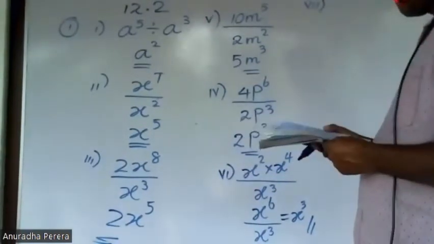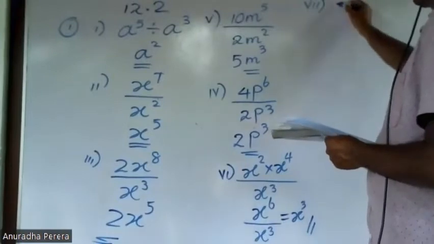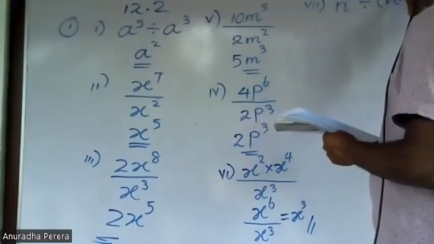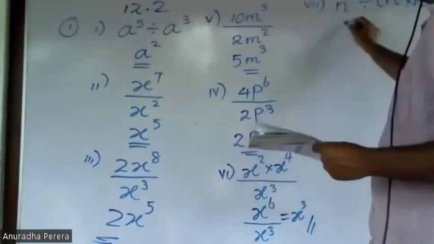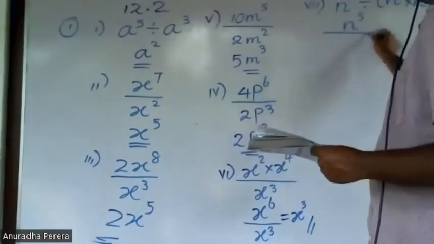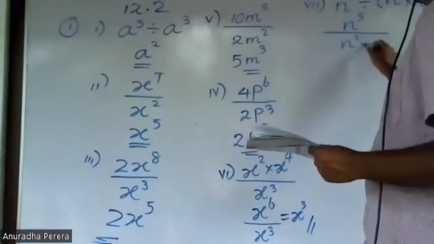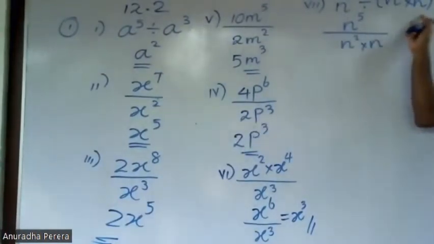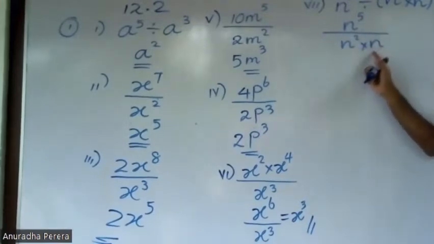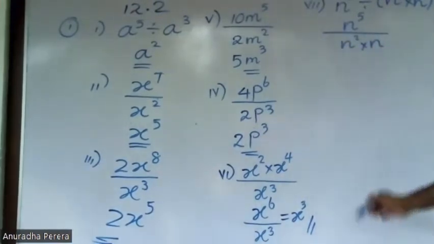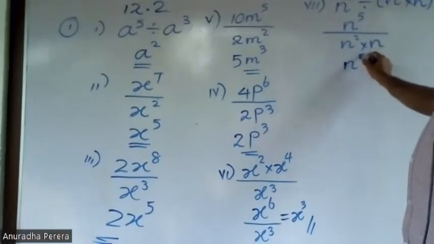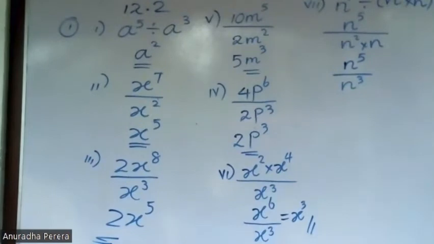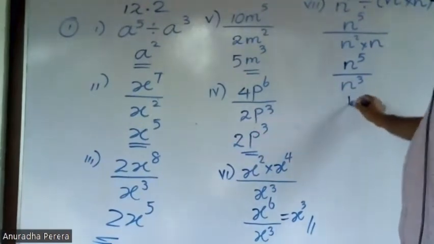7. N to the power 5 divided by the brackets, N to the power 2, N. What is the meaning of this? You can write like this: N to the power 5 over N to the power 2, N. This has to be written in the denominator. Now, we need the value of the denominator. It is N to the power 3. Now, find the final answer. What is it? N to the power 2. N to the power 2.